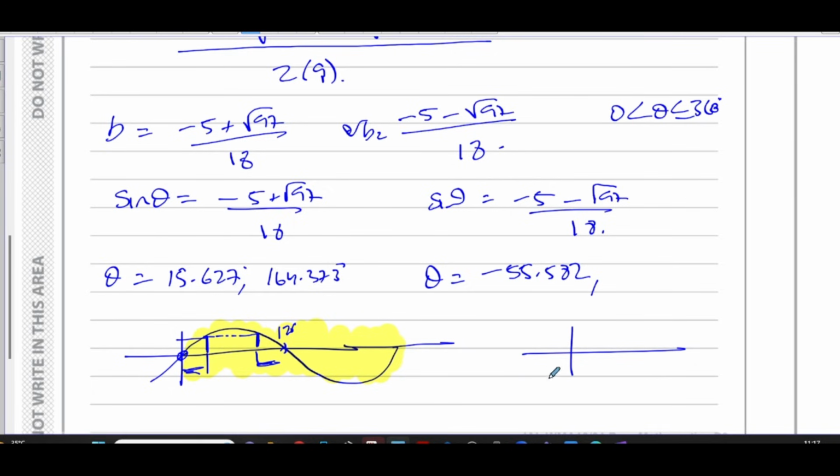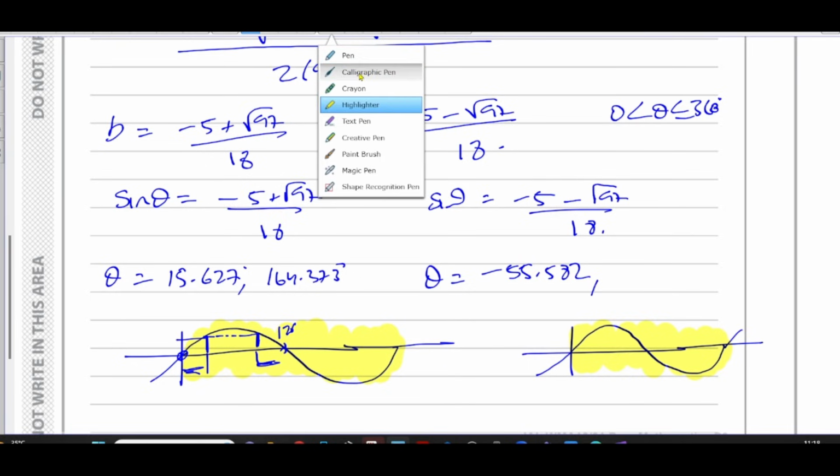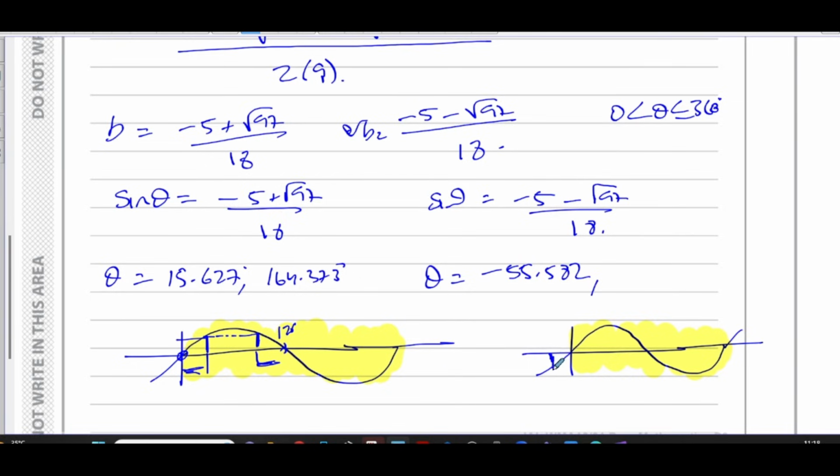Now, in this case, we've got our sine curve going like this. Again, our range is the same range, between 0 and 360, which is from there to there. But this time the calculator gave us an angle over here, minus 55.582. That's what the calculator gave us. But it doesn't mean that there are no solutions that have that same sine ratio. There's one here and there's one there. There are two solutions in our range which share the same sine ratio as this angle.